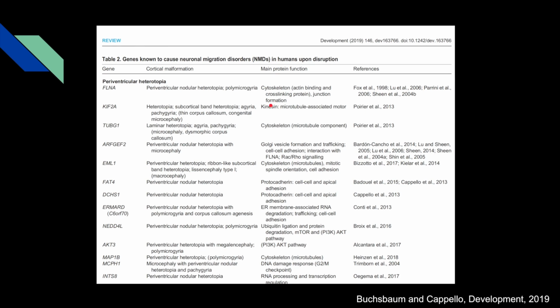Reassuringly, when you look at the main function of these proteins, a common theme here is that it's not random proteins involved in different functions. It's really the migratory machinery and the cytoskeletal structure that are the major biological pathways implicated in these diseases.